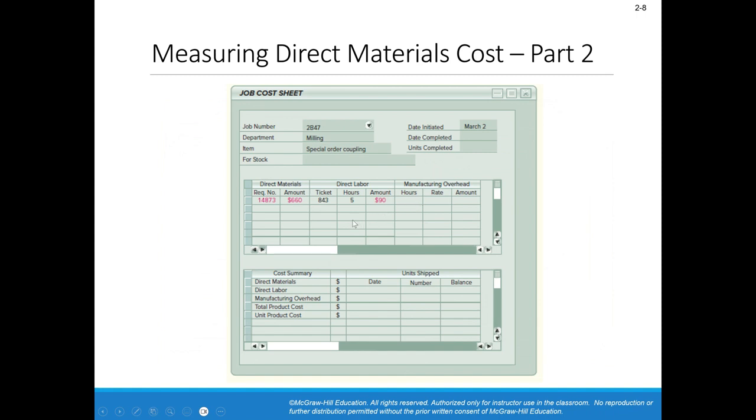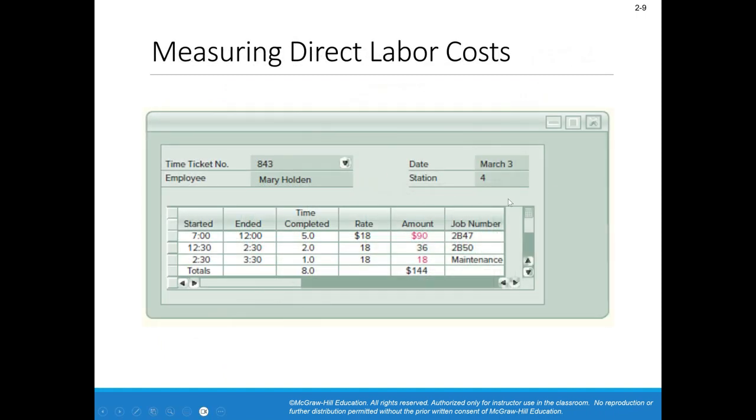And so you have the direct material costs that are accumulated. And then you have labor costs. So we started out, we had 90, and now we moved into this is job number 2850. All right. So we've got $90 for 2B47, 2B50. And then we have maintenance. And this is Mary Holden, and this is what she did today.